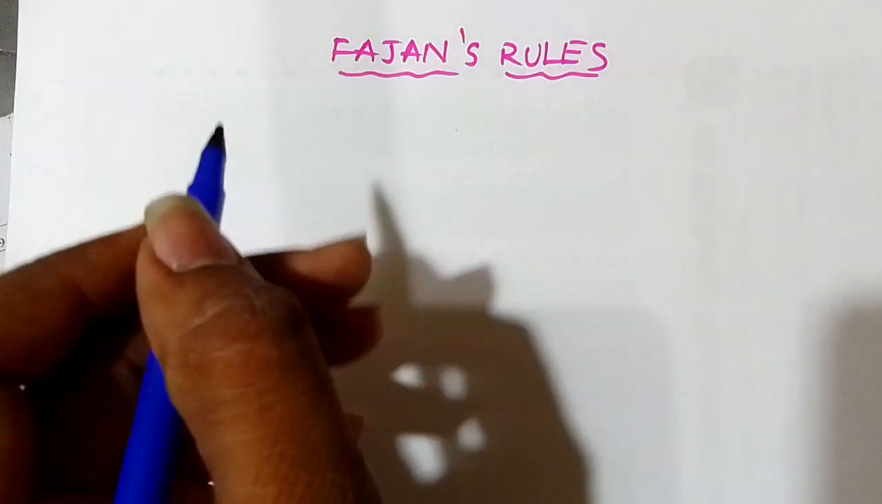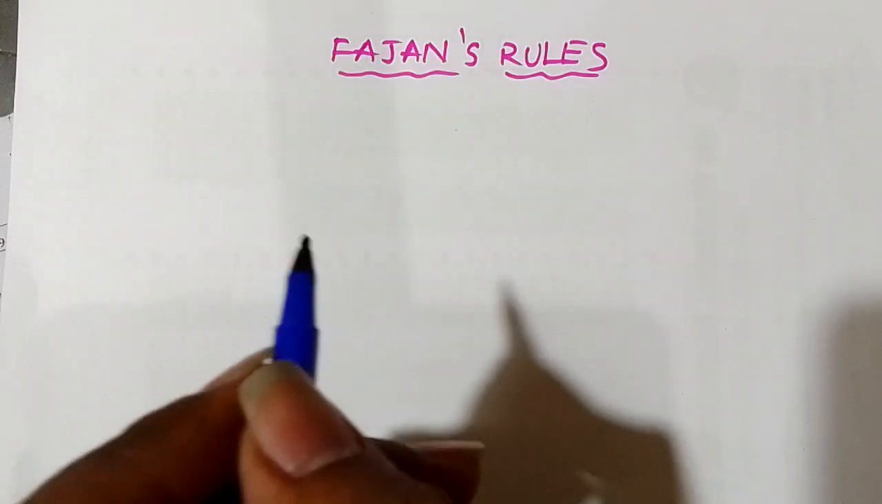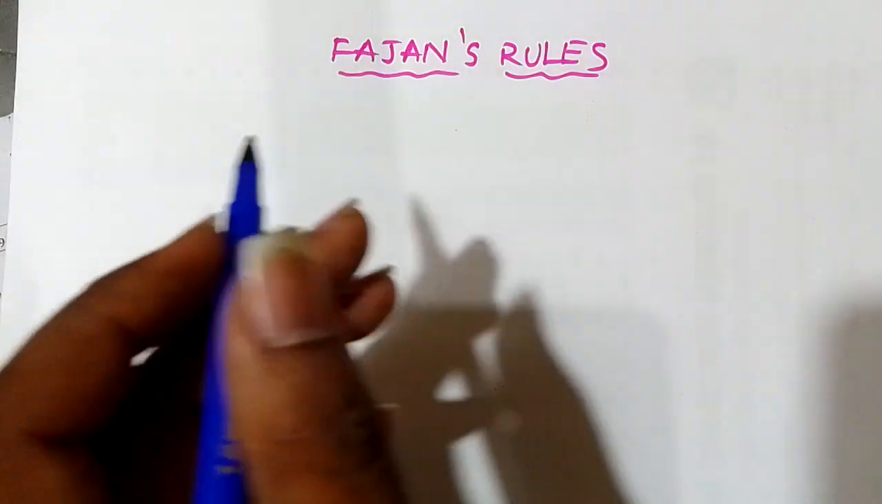Today I would like to discuss one of the topics from chemical bonding, that is Fajan's rule. According to Fajan's rule, no bond is 100% ionic in nature. It has some percentage of covalent nature, which is explained on the basis of Fajan's rule.